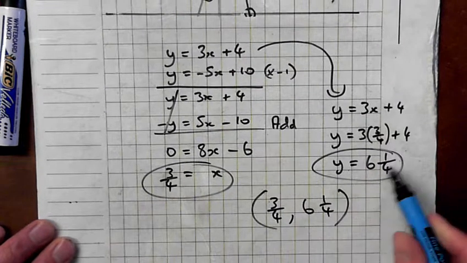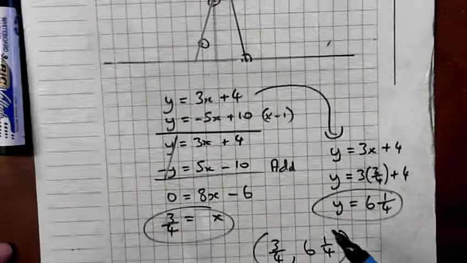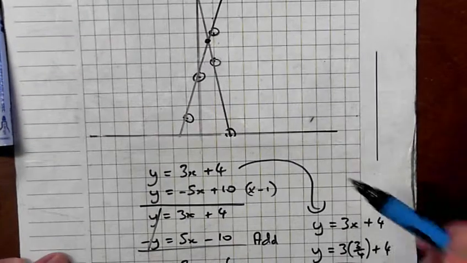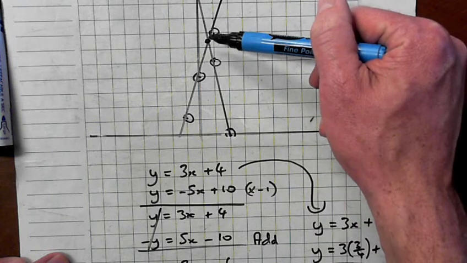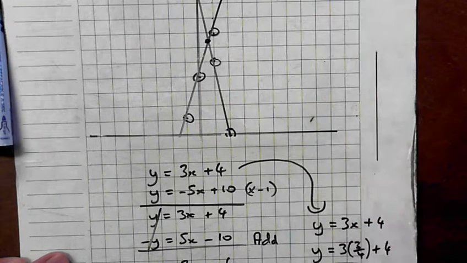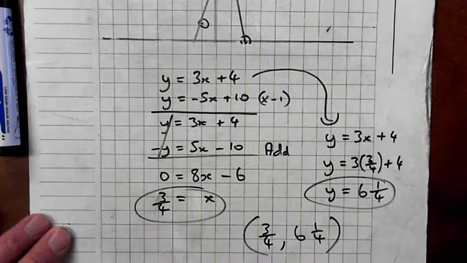So we had to use the algebraic methods. We had to use simultaneous equations to find the accurate answer because the graph just wouldn't give us an accurate enough answer. You couldn't really figure out that that was over 3/4 and up 6 1/4. You could have got a close enough answer, but that's the final answer.